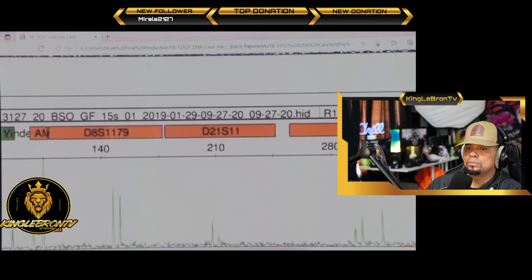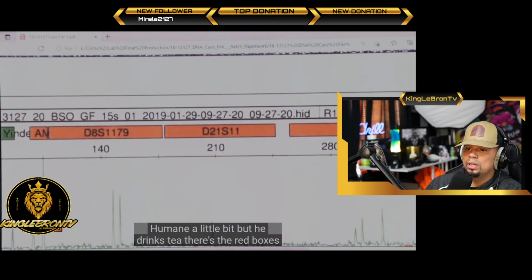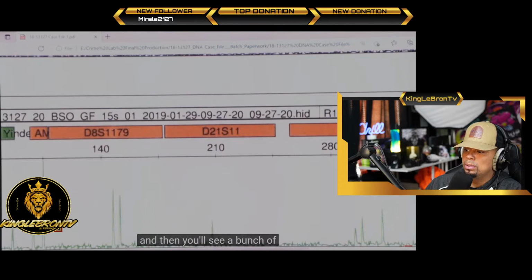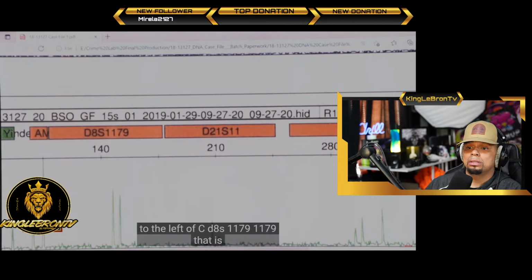I'm going to zoom in a little bit so it's easier to see. There's these red boxes, and then you'll see a bunch of letters and numbers. To the left, you see D8S1179. That is one location that I am testing for.